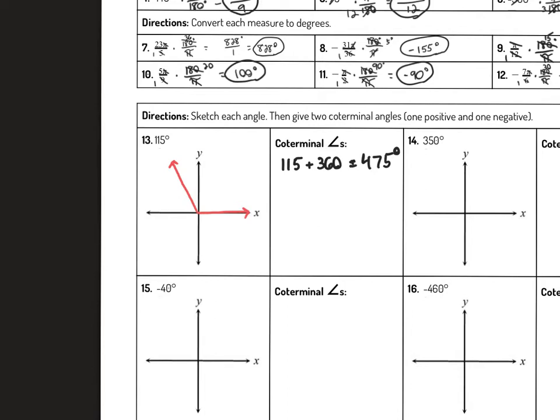And now we need a negative angle. So the 115 degrees minus 360 degrees. And that should give us negative 245 degrees. Now, negative angles would be a clockwise rotation. So start here and go negative 245 degrees. You'll end back at the exact same terminal side. Perfect.